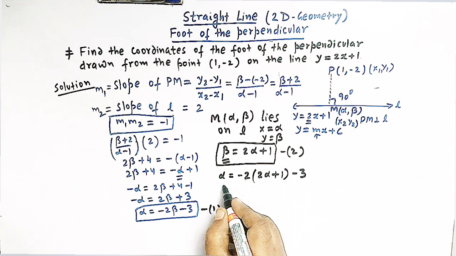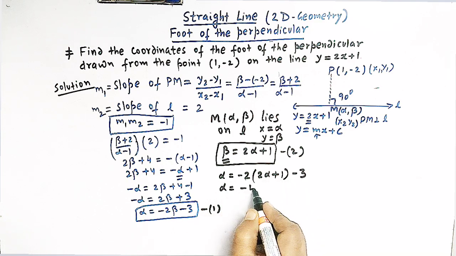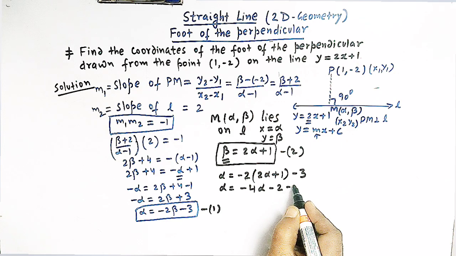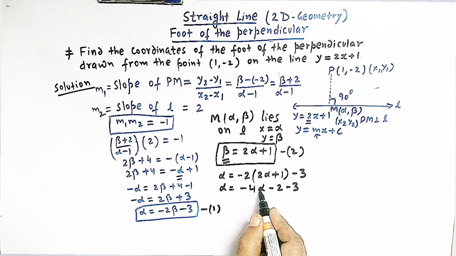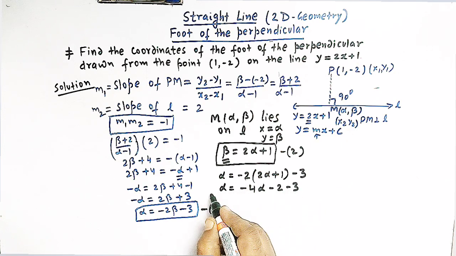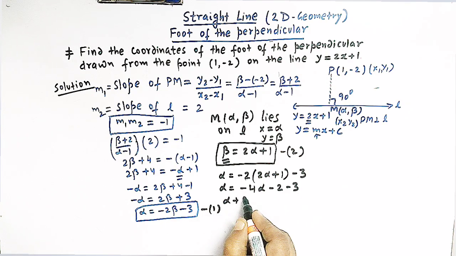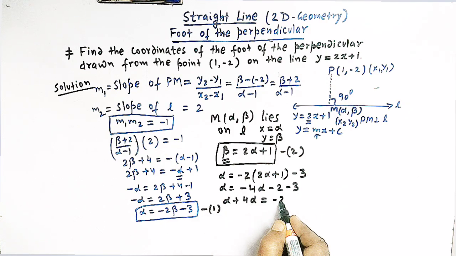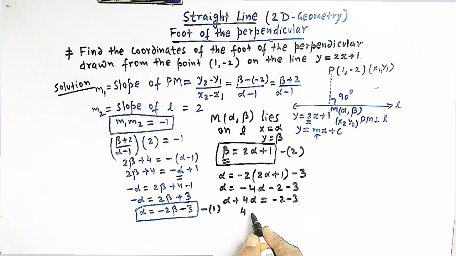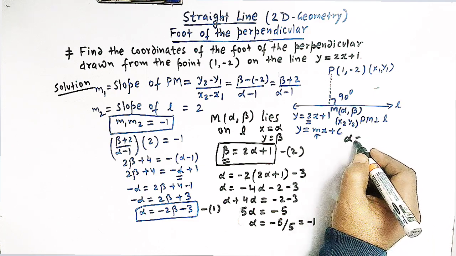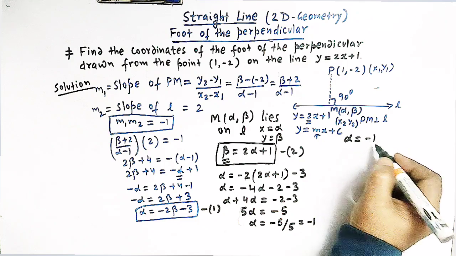So solving this equation for alpha, we have minus 4 alpha minus 2 minus 3, and taking minus 4 alpha to the left hand side. So alpha plus 4 alpha is equal to minus 2 minus 3. So this is 5 alpha, right? So this is 5 alpha is equal to minus 5. So alpha is minus 5 over 5, that is minus 1. So we have obtained the value of alpha as minus 1.